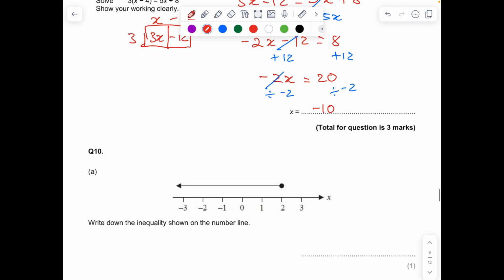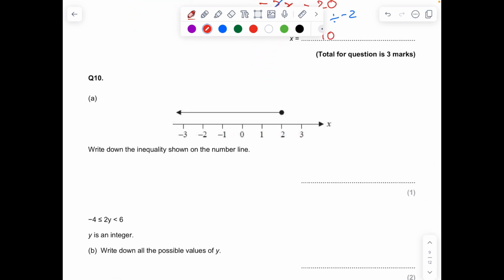So good. Next one, write down the inequality shown on the number line. You can see that it's going down the number line, so it's less than, so x is less than, because it's going down the number line. And look, it's coloured in, so we're going to put our line there, and it's at 2. So x is less than or equal to 2.